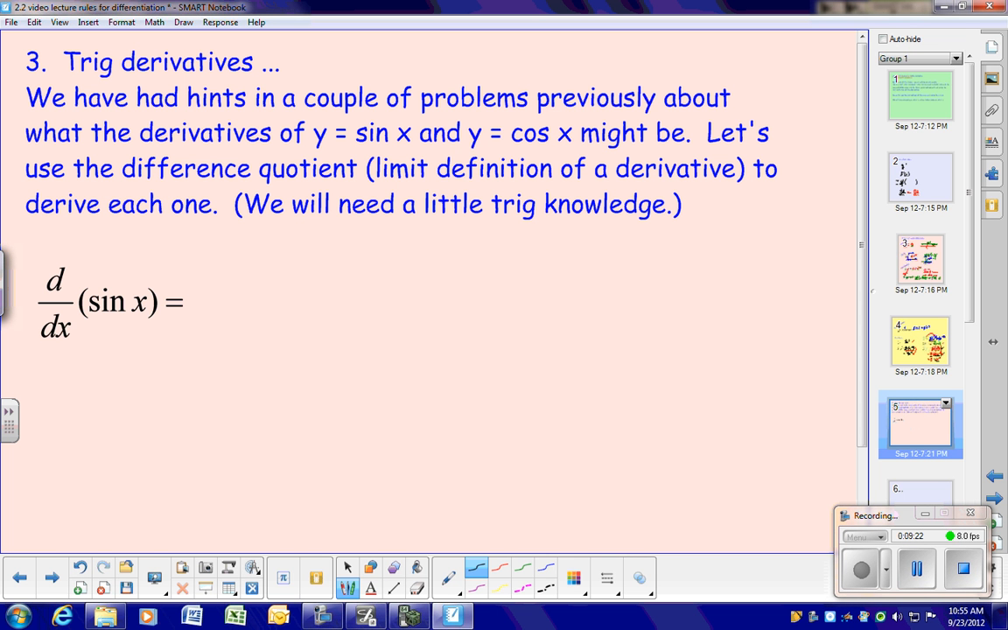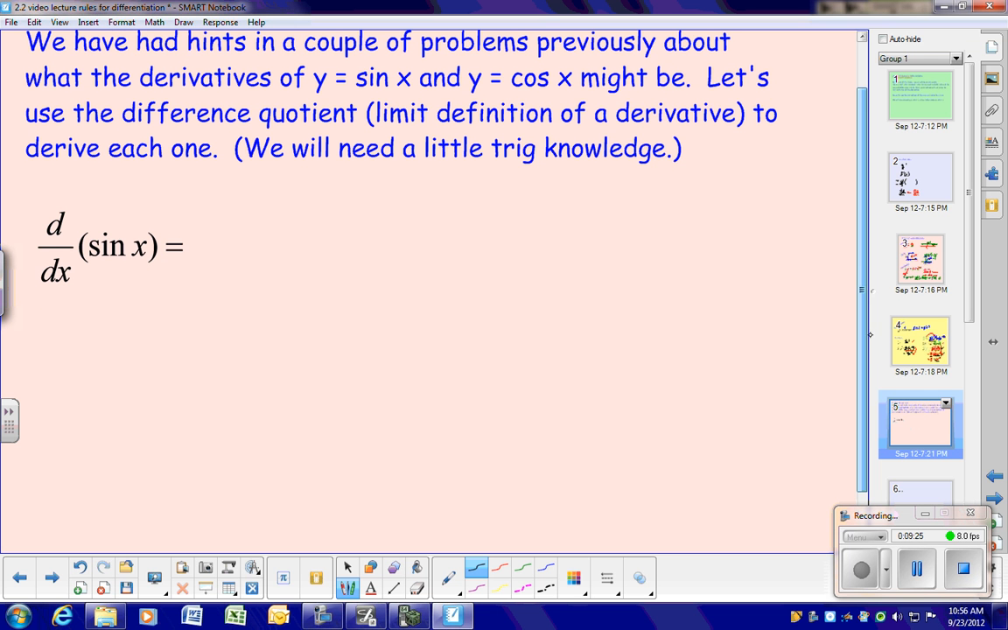All right, trig derivatives. Now, we have already hinted a little bit at what some of the derivatives of sine and cosine might be. Some of you saw this when we were sketching derivative functions. We saw one of them in the local linearity week. I'm actually going to formally prove them now, a little bit of rigor for our class.